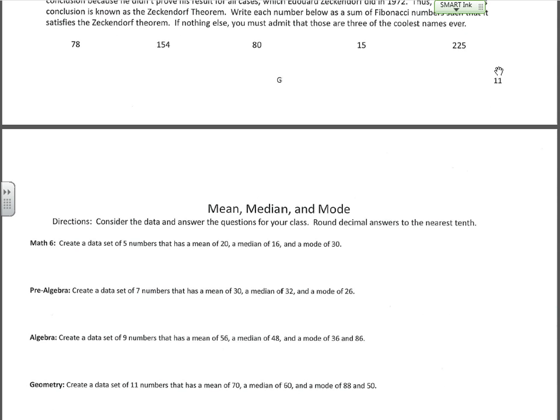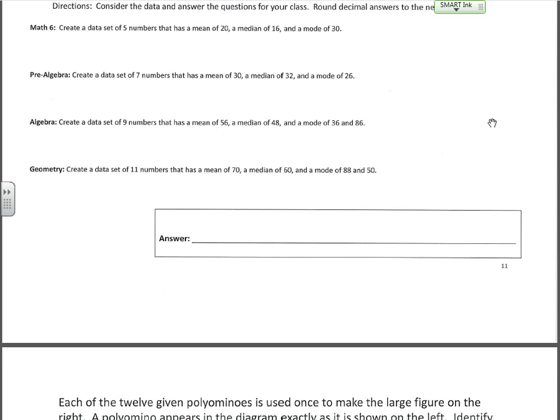Next one, we have mean, median, and mode. Just like in algebra, I'm asking you to create your own set of numbers. I'm asking you to create a set of 11 numbers with a mean of 70, a median of 60, and a mode of both 88 and 50. I was helping someone in algebra with this one, and yeah, there are multiple answers here.